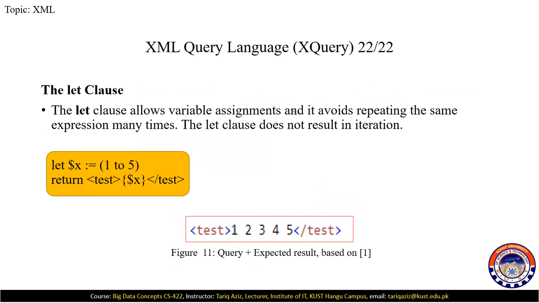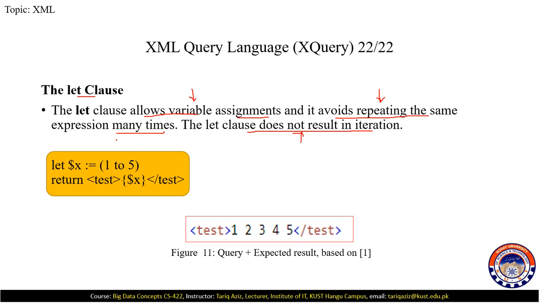Now dear students, finally we have the let clause. Why do we use this clause? For what purpose? It allows variable assignments, and it avoids repeating the same expression many times. So this is the first advantage, the first functionality, that it allows variable assignments. The second functionality is that it avoids repeating the same expression many times. And the third advantage is that the let clause does not result in iteration. Or we can say the third functionality is this one.